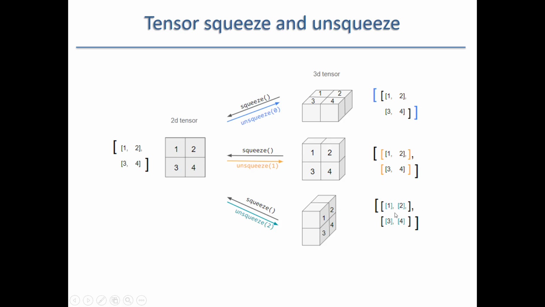Okay, so these squeeze and unsqueeze are adding dimensions of size 1 where you want, and these are operations that you need when you want to prepare your tensor to go into a layer that needs some particular shape of the input tensor.